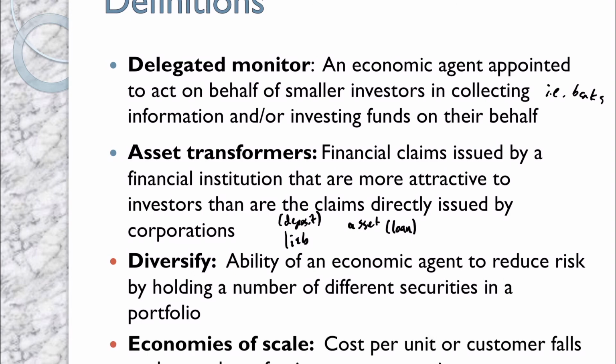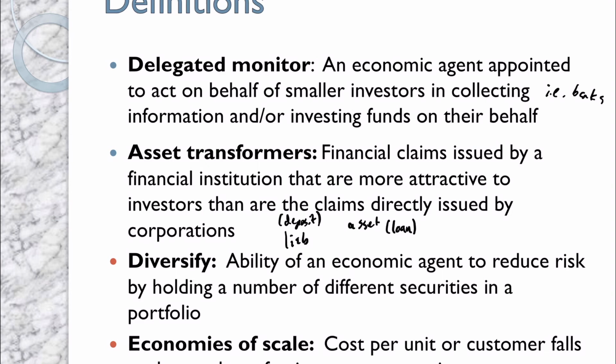And then you also have economies of scale. Economies of scale is the cost per unit or customer falls as the number of units increases. So think about being an individual investor and paying $100 for a broker's report on a $10,000 investment, or being a financial institution that's looking at a $10 billion investment, and they're able to have the cost per unit be substantially lower due to this economy of scale.